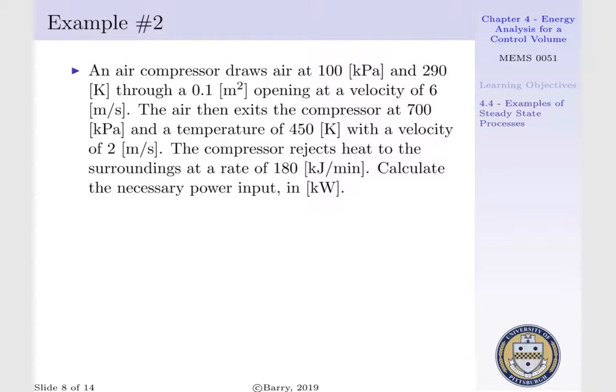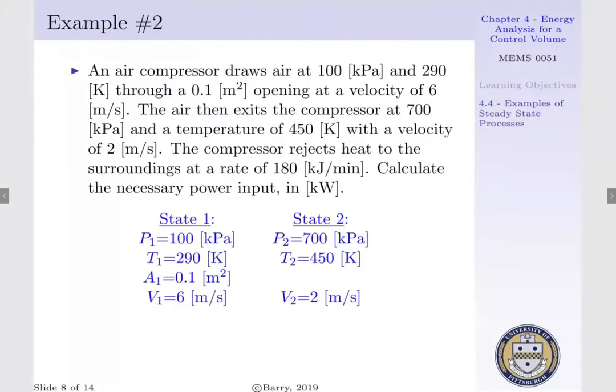This compressor rejects heat to the surroundings at a rate of 180 kilojoule per minute. We want to calculate the necessary work input into our system in kilowatts. We begin by writing our state variables.